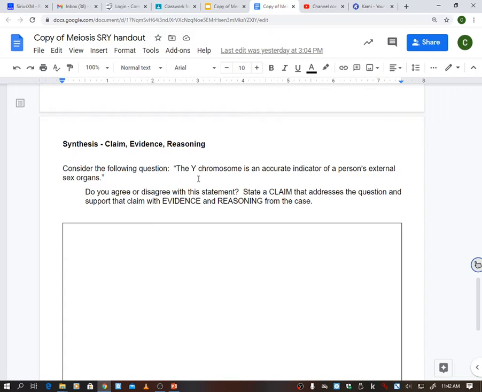The Y chromosome is an accurate indicator of a person's external sex organs. Do you agree or disagree with the statement? State a claim that addresses the question and support that claim with evidence and reasoning. So kind of like the CERs, but you're working a little bit backwards.